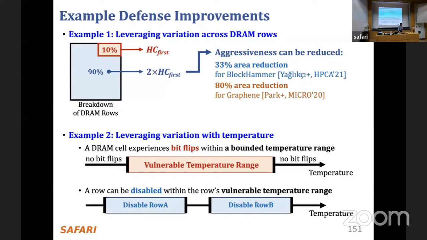This is another example. I think this is even less realistic, let's put it that way. Basically, there's a vulnerable temperature range of a DRAM cell over here, and if DRAM cells are in their vulnerable temperature range, and this is a vulnerable temperature range where we know RowHammer bit flips happen, and in all of the other ranges you don't have bit flips, you identify these vulnerable temperature ranges for different DRAM cells or different DRAM rows, and disable those rows during those temperature ranges. Now this is again tough to do, I think, because once you disable the row, what happens to the data over there? You move it somewhere else, maybe. But again, this could potentially inspire some other solutions.